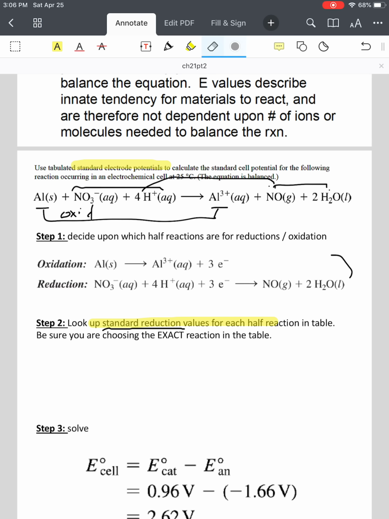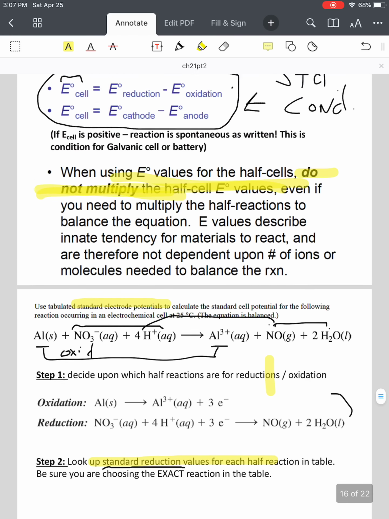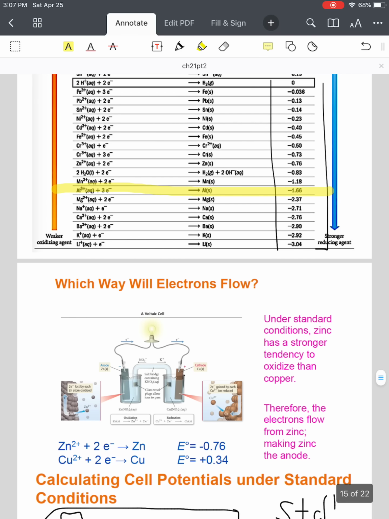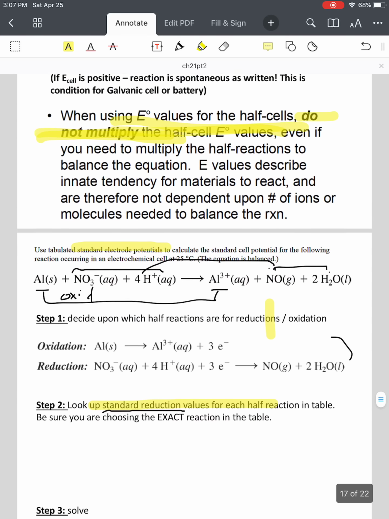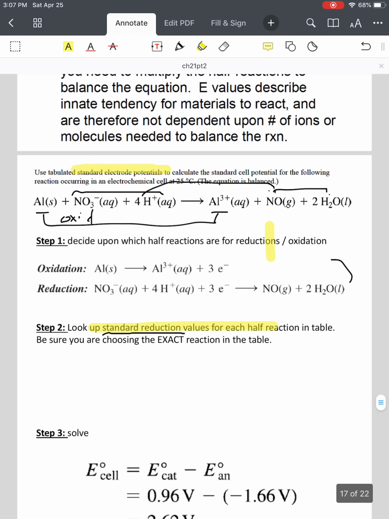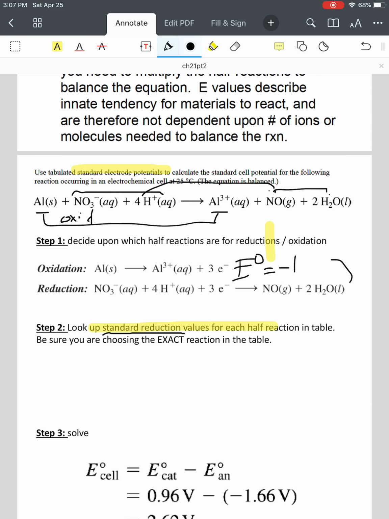So let's look back and see what the value is for that half reaction. So I go way back. It looks like it's negative 1.66 volts. So E0 equals negative 1.66 volts versus the SHE, because all those numbers again are versus the SHE, the standard hydrogen electrode. And it's negative. That comes along for the ride, and I wrote that, okay?